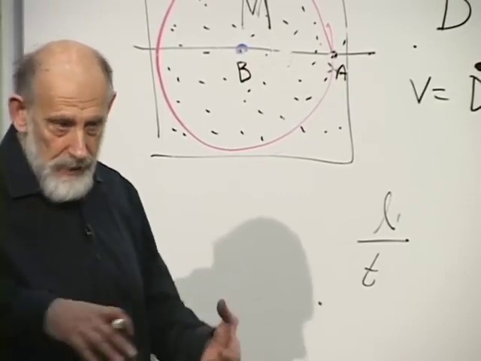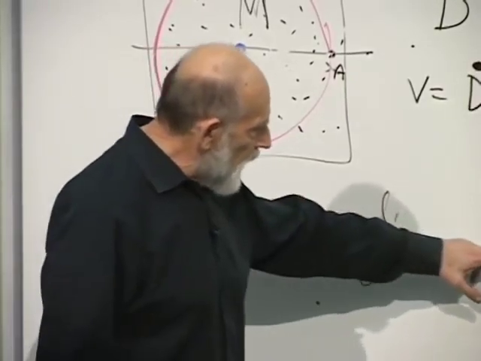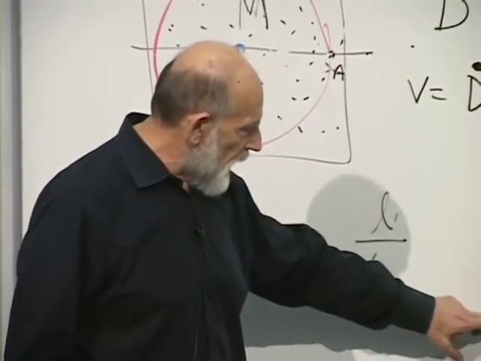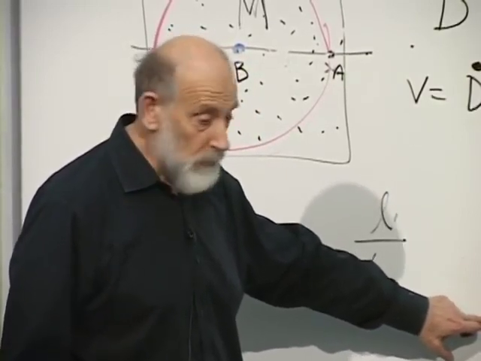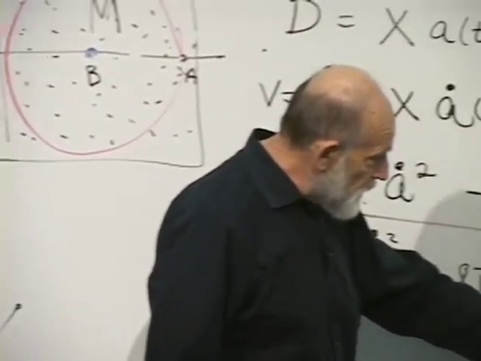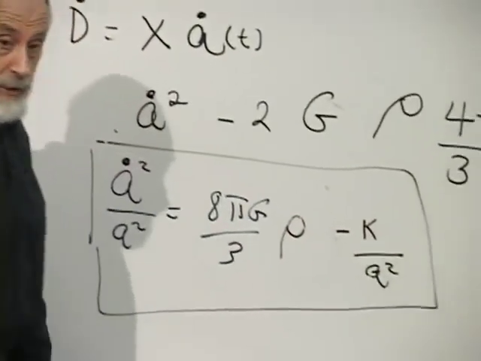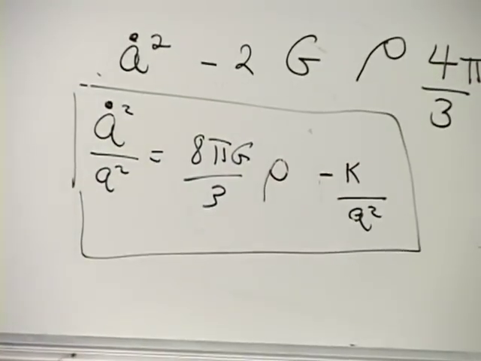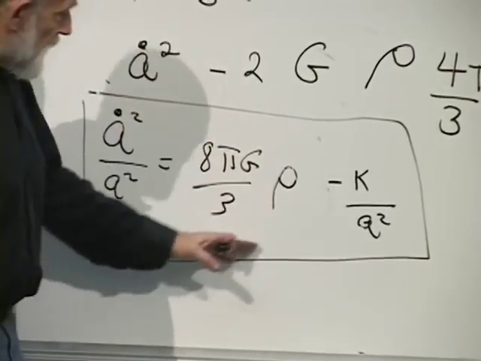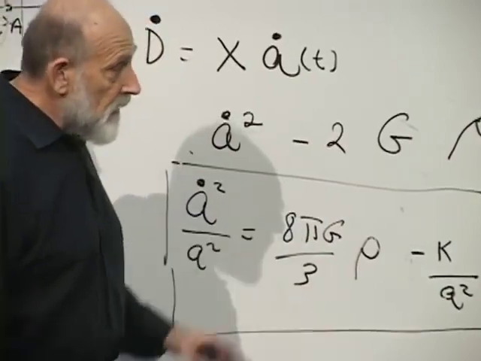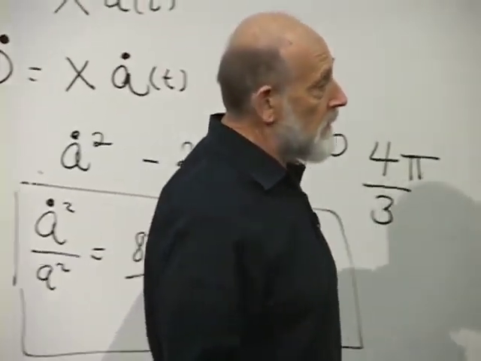If we measure space the same way we measure time, then a dot is dimensionless, and the left-hand side has units of 1 over a squared, 1 over length squared. Here's a 1 over length squared here, so that means that k is dimensionless. k is dimensionless, has no dimensions. You can check that this thing has the same units over here. But let's talk now about rho.